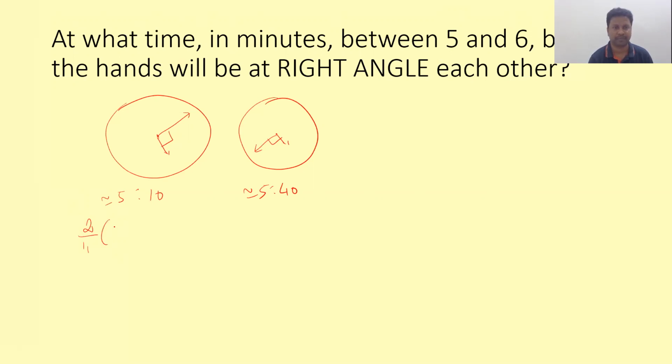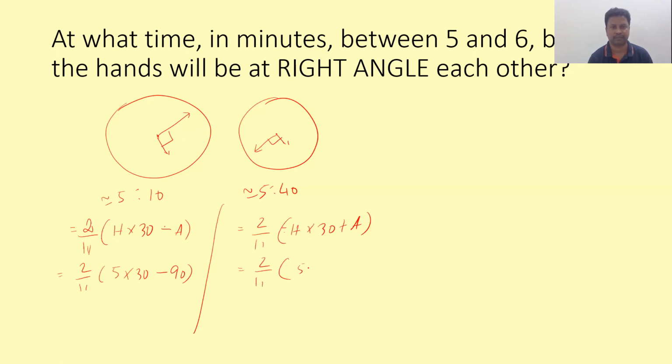So 2 by 11 into (h into 30). You can use one minus formula and one plus formula, because we have two formulas: h into 30 minus 90 and h into 30 plus 90. h means the lowest hour, which is 5. So 2 by 11 into (5 into 30 minus 90), and 2 by 11 into (5 into 30 plus 90). 150 minus 90 is 60, 60 into 2 is 120 by 11. 150 plus 90 is 240, 240 into 2 is 480 by 11.